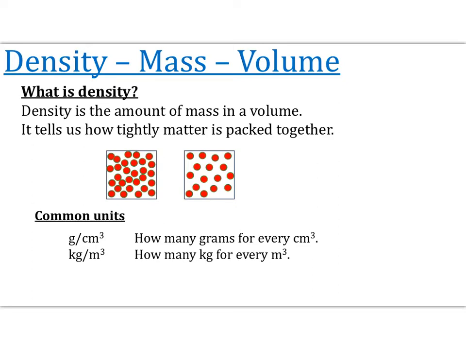So the most common units that we have are grams per centimeter cubed, how many grams for every centimeter cubed, or kilograms per meter cubed.